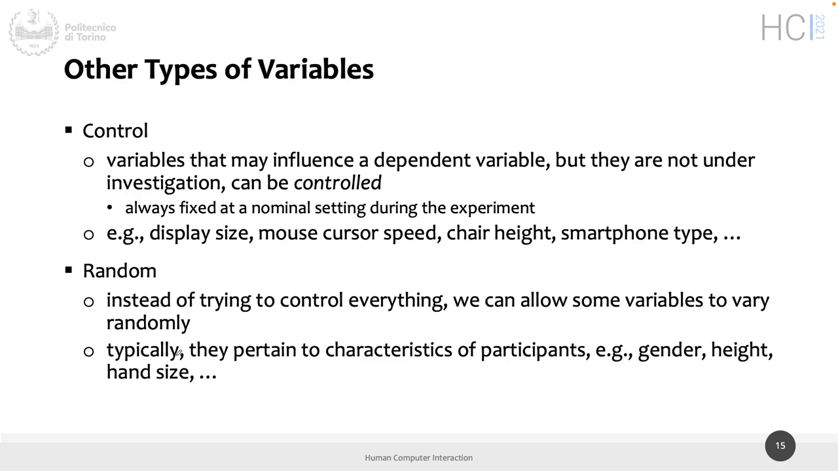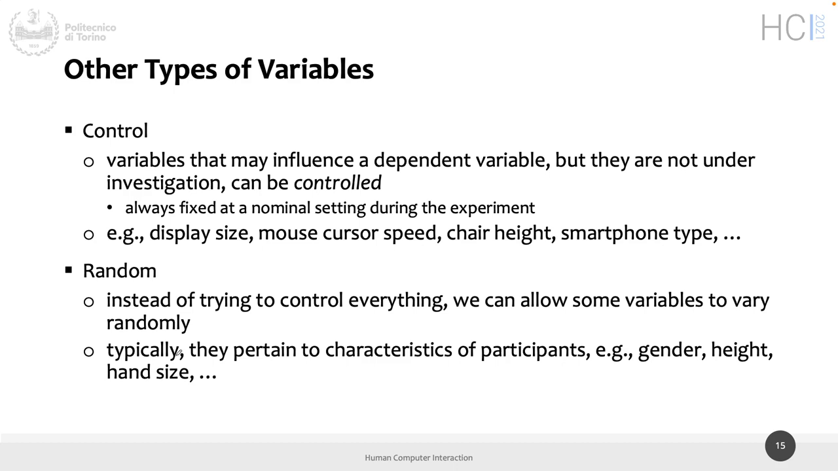So they are always fixed, typically, on a specific setting during the experiment. For instance, the size of a display could be a control variable. You're doing the experiment with a 24 inches monitor, and all participants in all the conditions will do the experiment with the same size of monitor. And this could be a control variable, a variable that you control, you fix at the beginning.